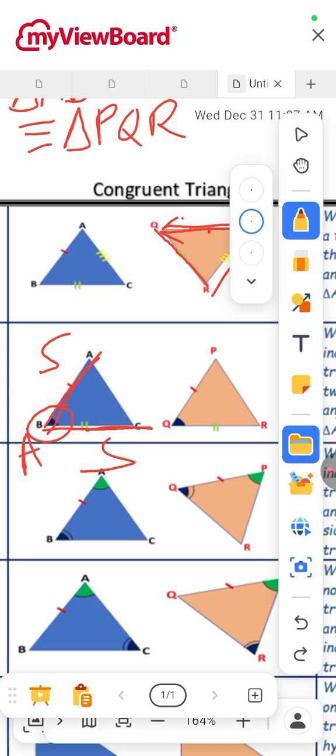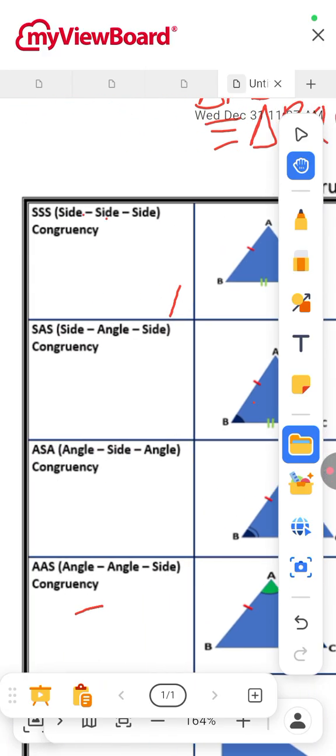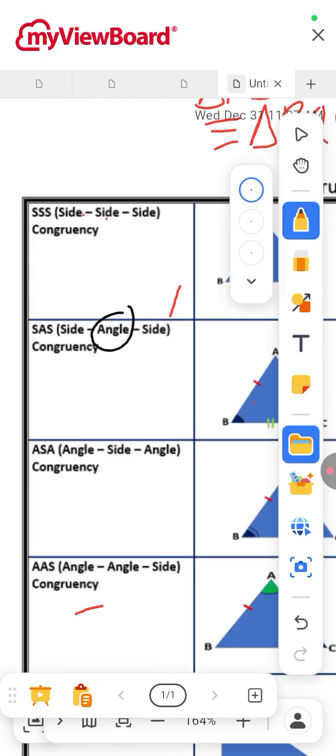So you can see that SAS. So this angle is called included angle because it's found in between the two sides. So this angle is the included angle I was referring to here. I can even say that it's in between what? S and S. So that's SAS.